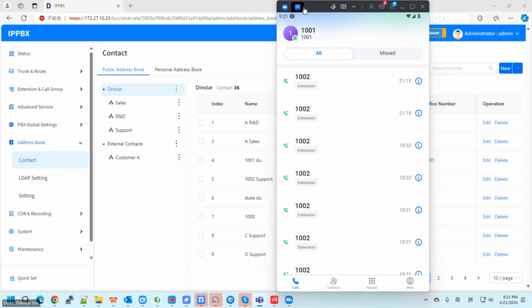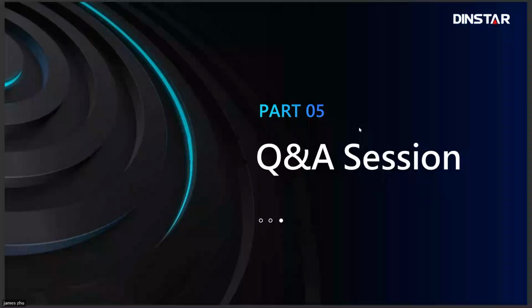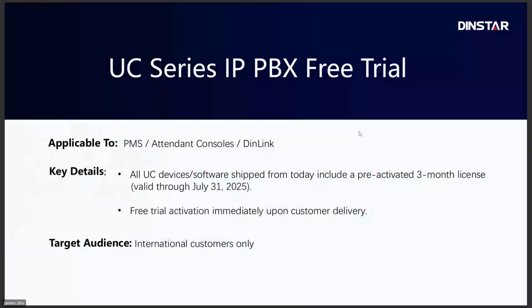Okay, let me go back here. Can you see my screen? I have shared the screen already. This is actually the trial version, and so far we have the promotion, PMS, attendant console, and D-Link. For all the devices, software or hardware, whatever you buy, maybe the A7 or UC A7 or whatever, we have the proactive 3 months license through July.